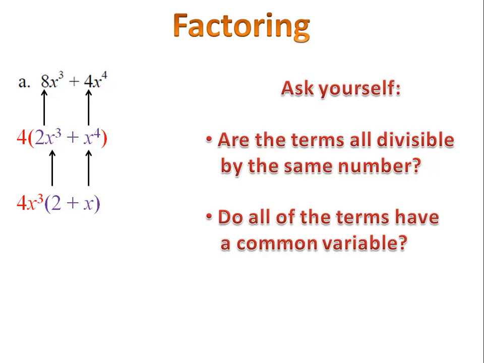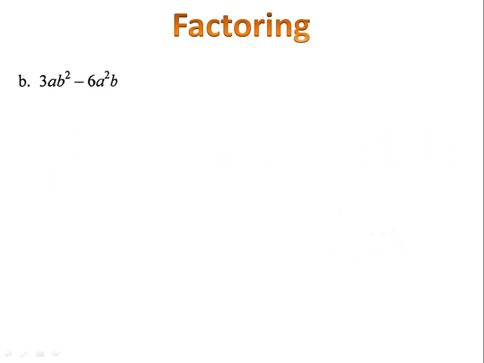Do you want to check your work? Just use the distributive property, and it should get right back to 8x to the 3rd plus 4x to the 4th, where you started. In example B, we really have more of the same thing with another variable.